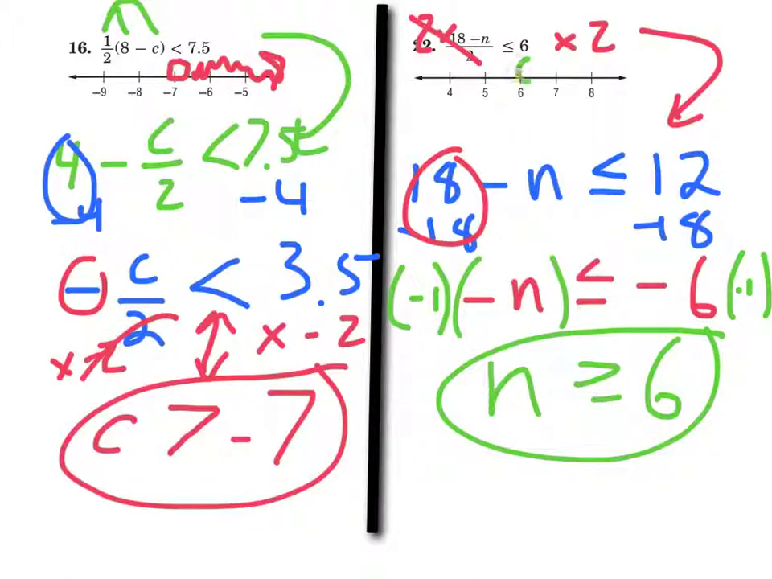So I'm going to put a circle, and I'm going to fill it this time because it can be 6 as well, and then it's greater than or equal to. So I go like that.